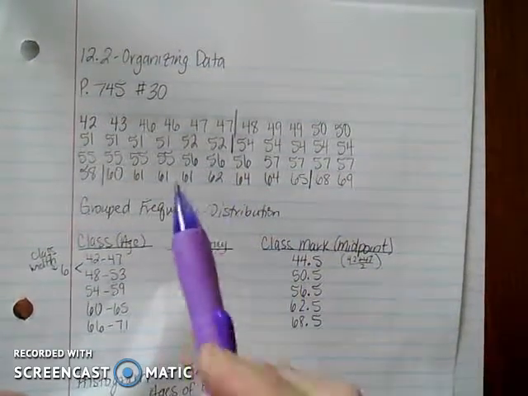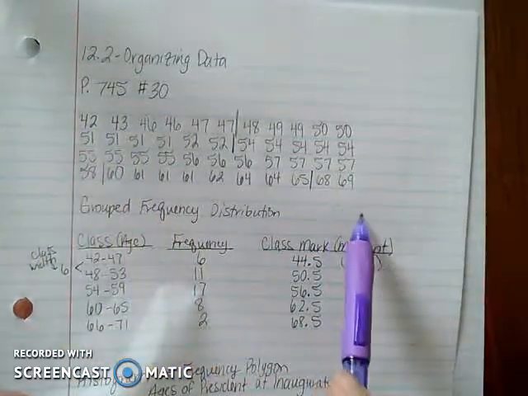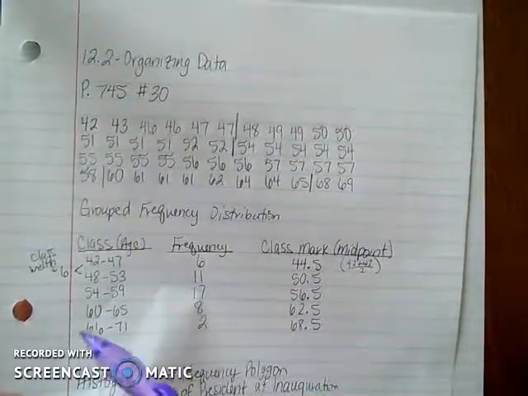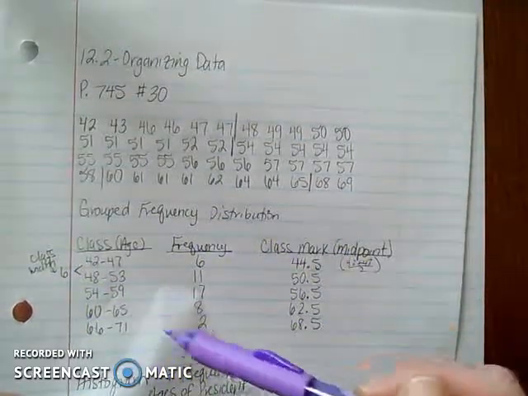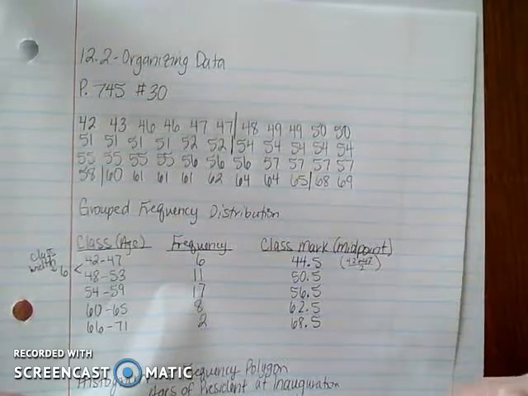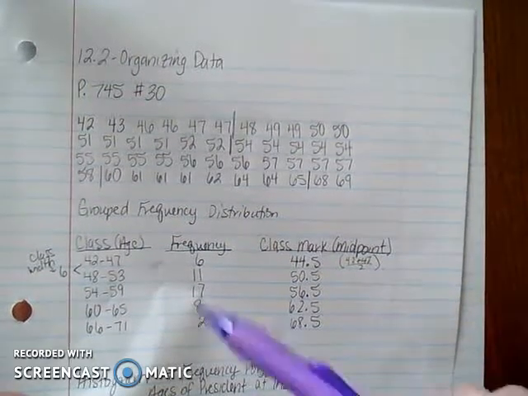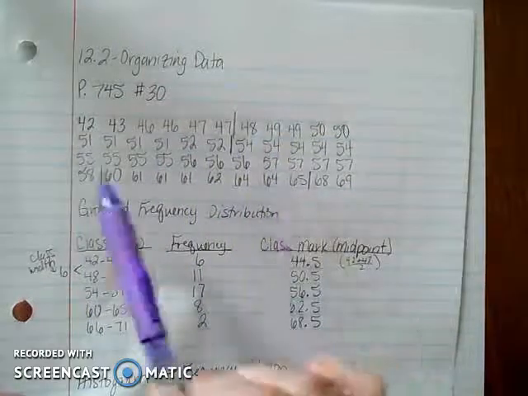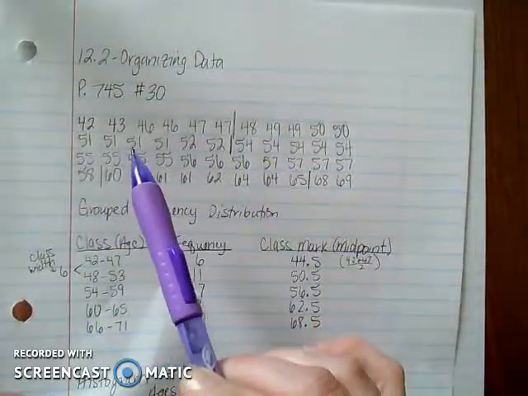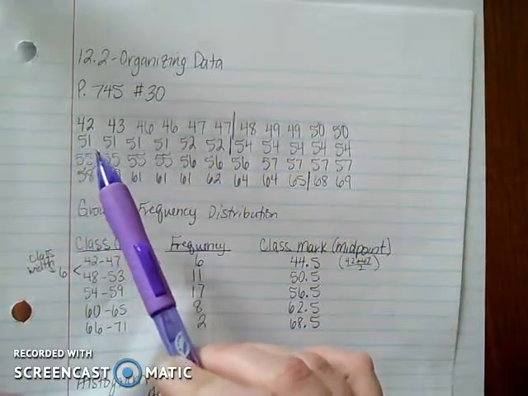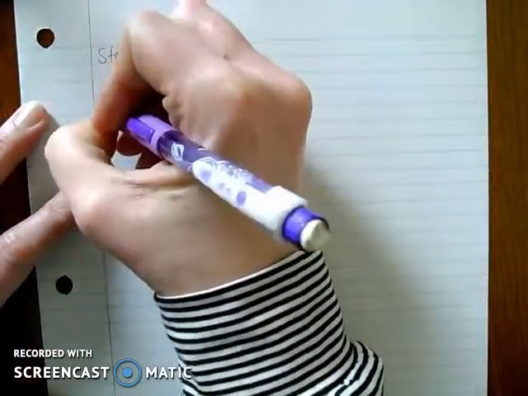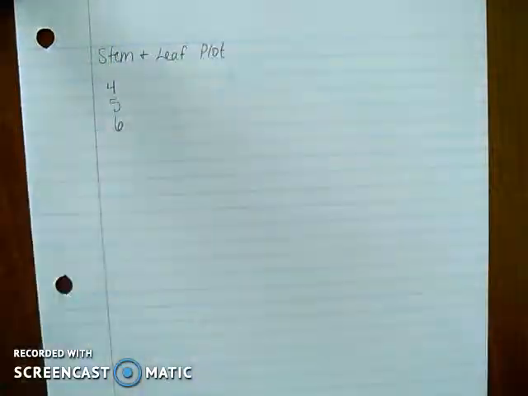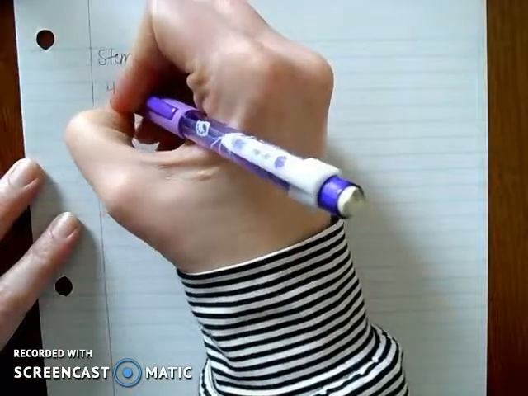So what we have is our numbers start in the 40s and end in the 60s. So you're not going to have the same classes as you do over here for the stem and leaf plot. So this part here, the group frequency distribution, is only for the histogram and frequency polygon. The stem and leaf plot is determined by what your first digit is. So we have to go from the 40s all the way to the 60s. So you're going to have a 4, a 5, and a 6. All right, that's it. So that's why this one is going to be really, really long.